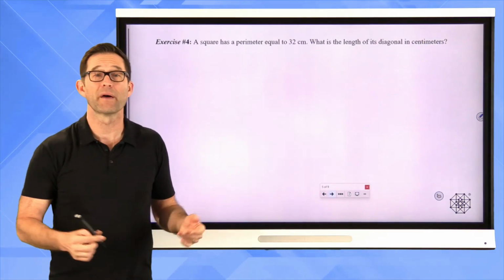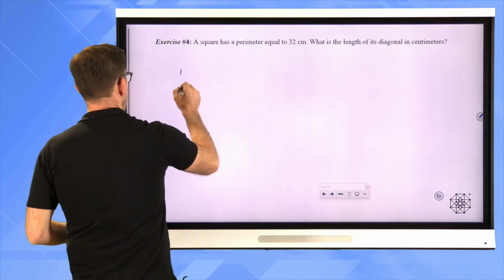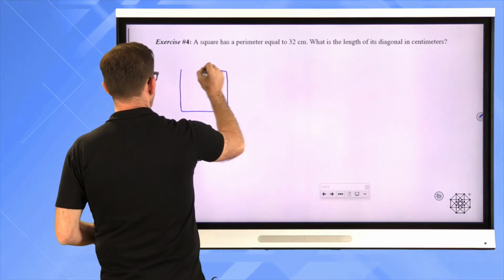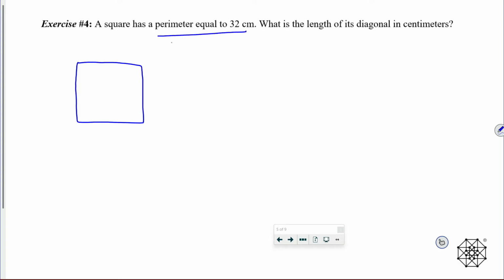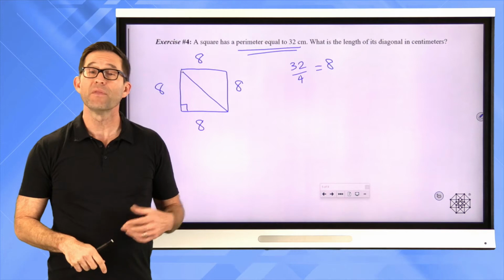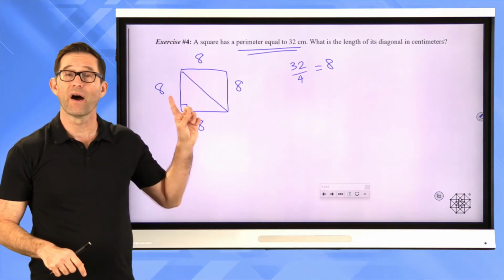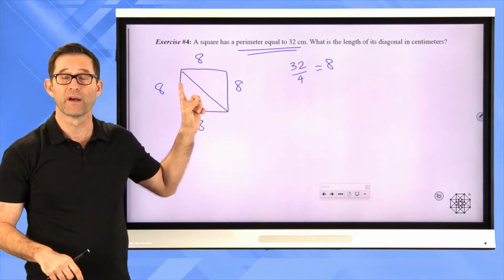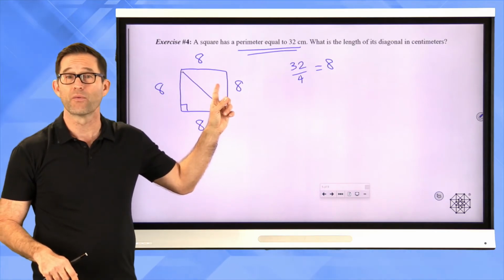We're talking about a square, so let me just draw that really quick. With a perimeter equal to 32, 32 divided by 4 is going to be 8. That means I've got a square that's 8 by 8 by 8 by 8, and I want to know the length of one of its diagonals. Well, that's a piece of cake. Now, I'm not huge on memorizing stuff, but this is a nice pattern to know. I've got a 45-45 right triangle here, and likewise one right up here.